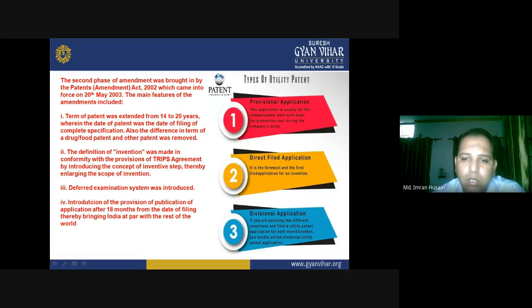Divisional applications, if you are pursuing two different inventions and filed a utility patent application for both inventions, then you need to utilize divisional utility patent applications. So there are different types of utility patents for different types of applications, and as a result of those things everything is followed significantly, and everything is done in a very significant manner.